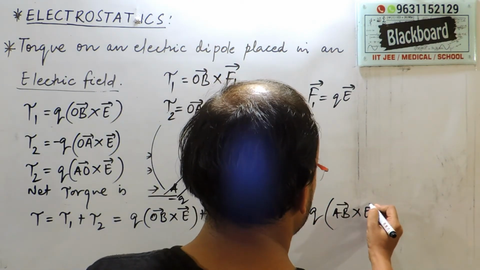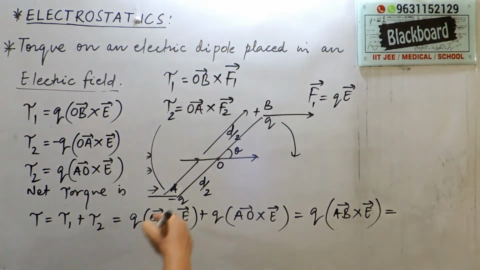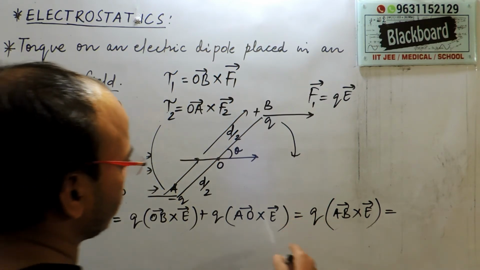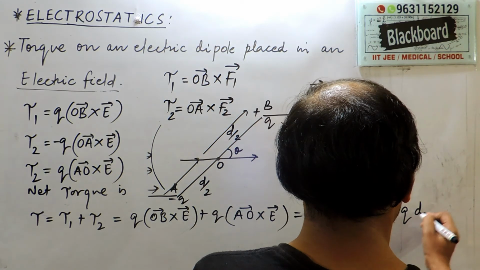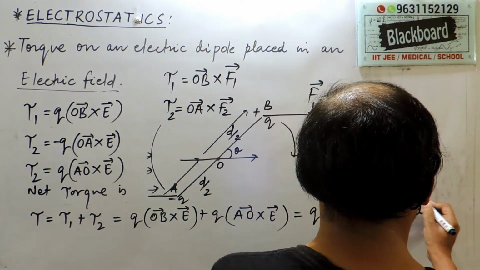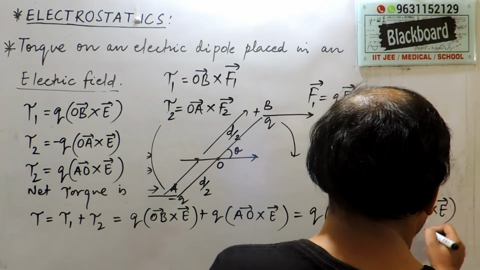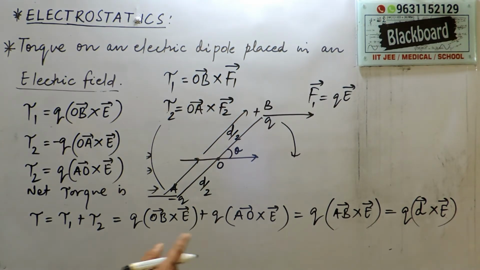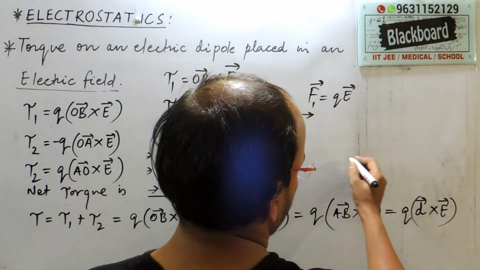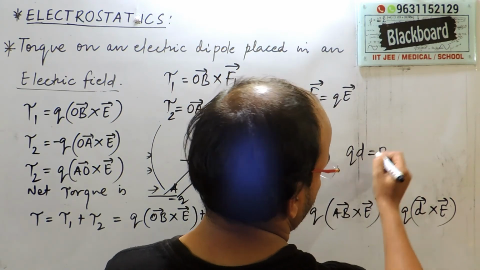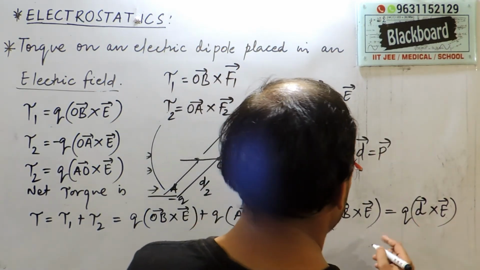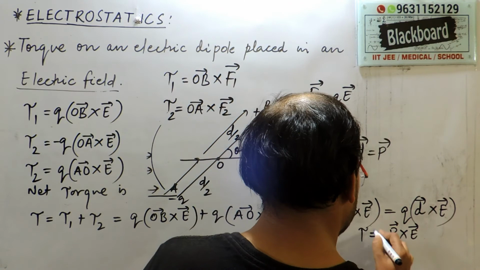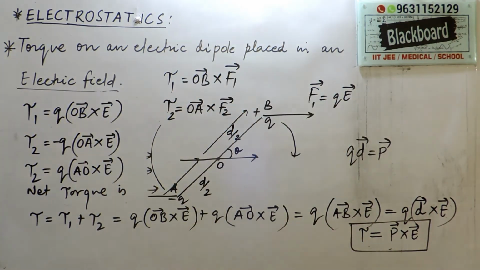AB cross E, that means AB is the length of this dipole, so AB is the length of the dipole. That means you can write this is Q and D, QD, this is a vector, cross E. This is DE cos theta, D cross E means DE cos theta, and you can write this is QE. So we can write QD as P, the dipole moment. So you can write here P cross E, that means net torque is equal to P cross E.